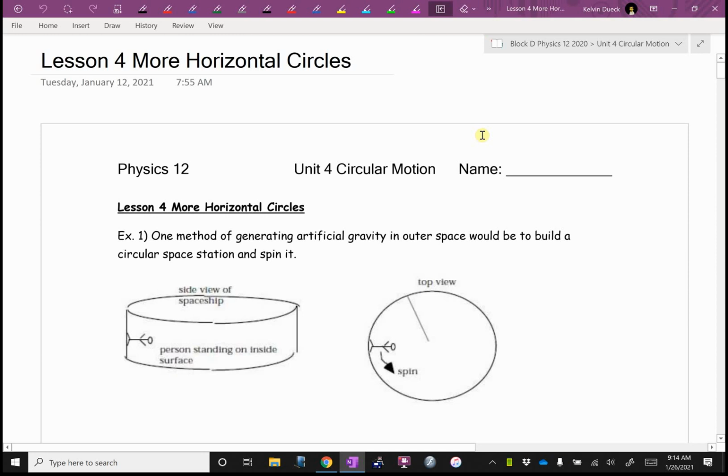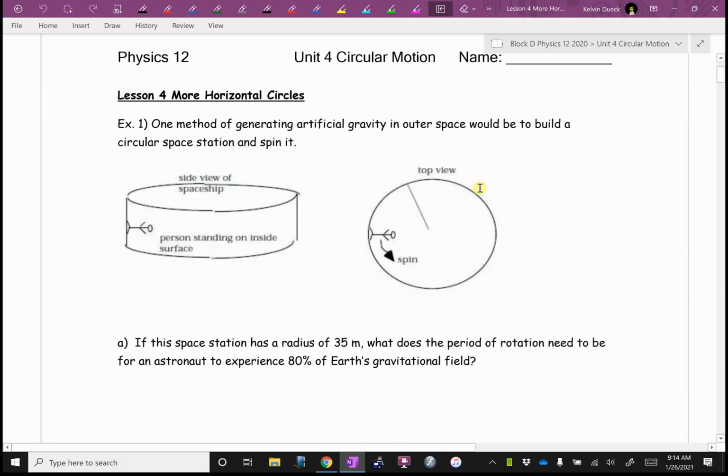So let's talk about artificial gravity, more horizontal circles. One method of generating artificial gravity in outer space would be to build a circular space station and spin it. So here's a side view. You would stand on the wall, but for you it would feel like that was the floor. And there's a top view.